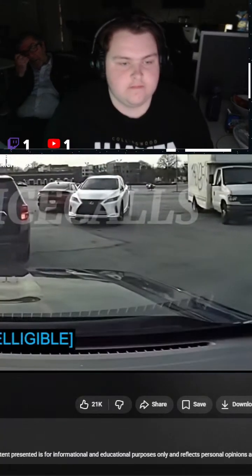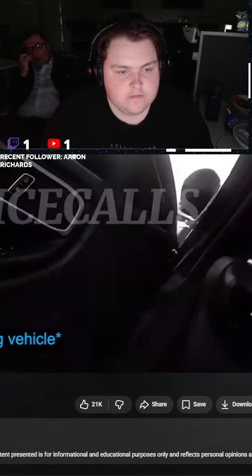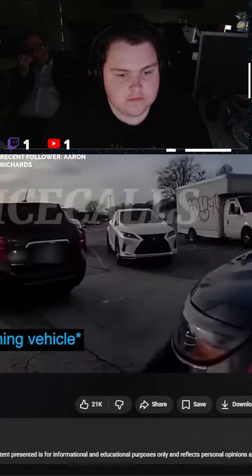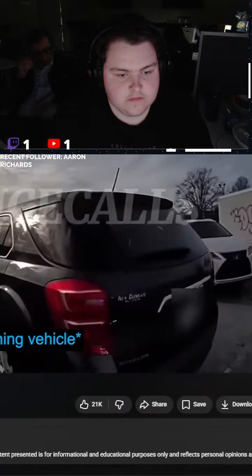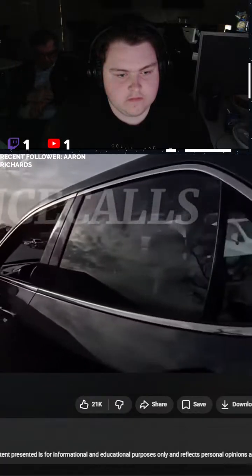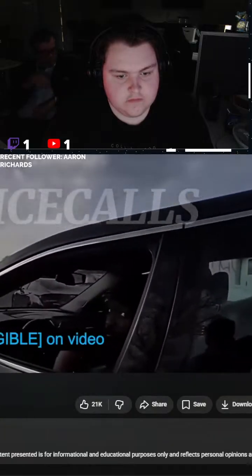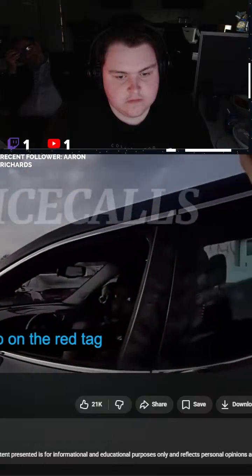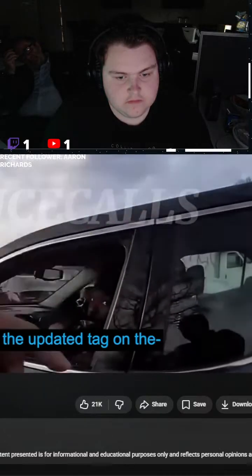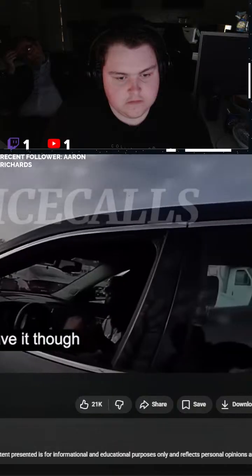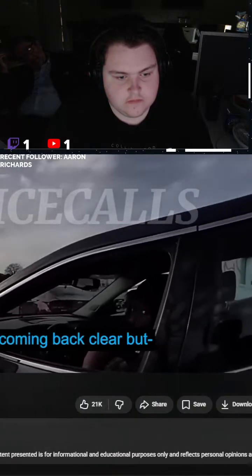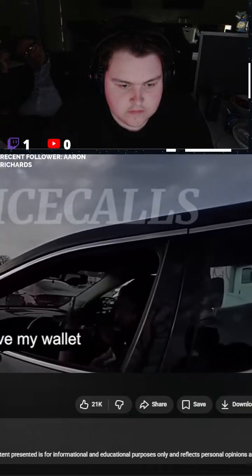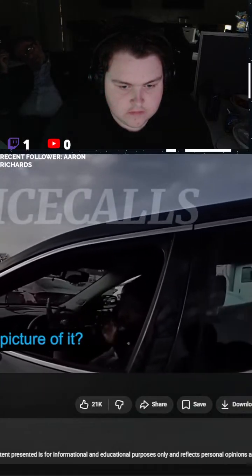72, Audio and B on a gray Chevrolet Equinox. This almost cost me on a video. We just first saw it was showing that it was expired due to, I guess, it's picking up on the red tag because you don't have to update the tag on the plate. Yes, man. When I type in this, come back clear. But you have the audio on you, sir? You have a driver license. They got a picture of it.